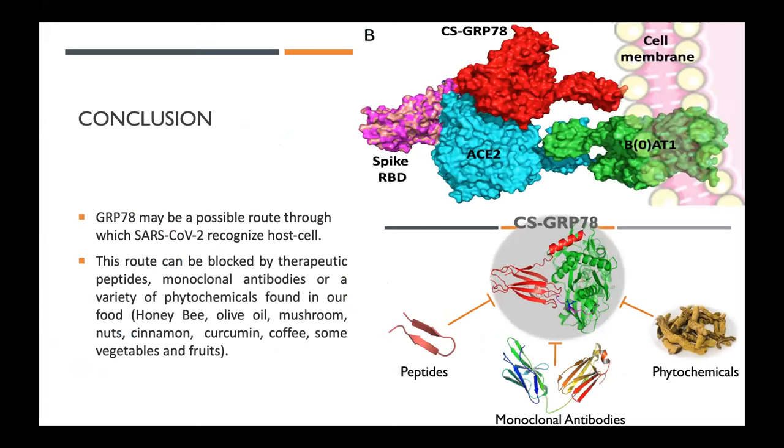As a conclusion, we can say that we built a model for the cell surface GRB binding to the spike protein, and we try to inhibit the recognition site of the cell surface GRB with some phytochemicals. We are working in this direction, which may include peptides and maybe monoclonal antibodies, in inhibiting the cell surface GRB78.